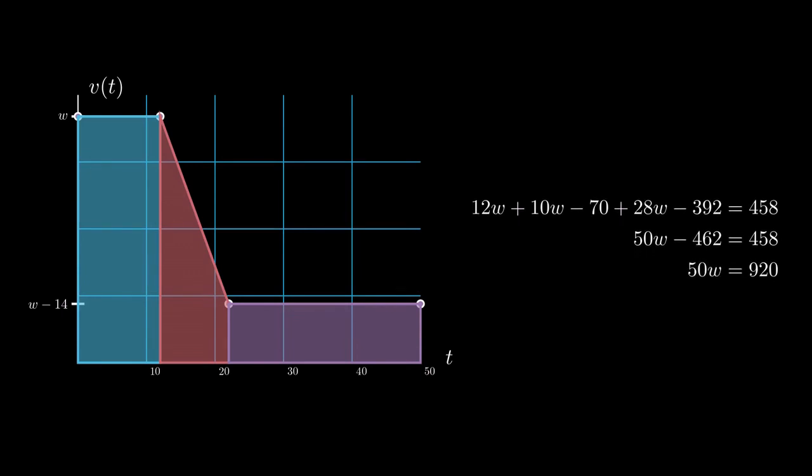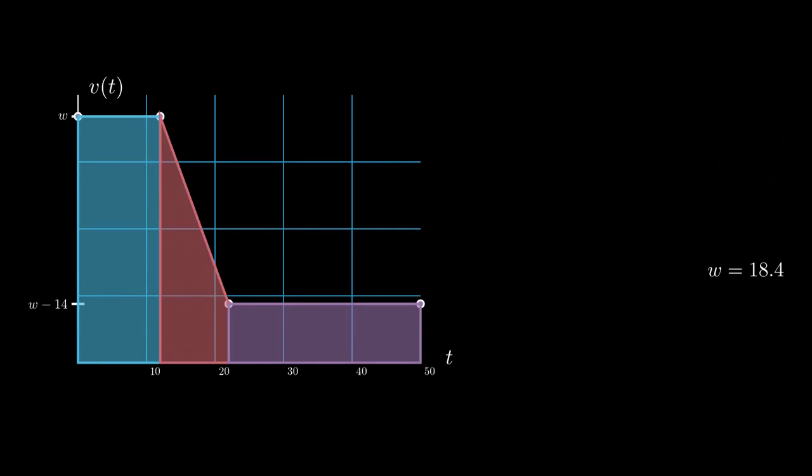Almost there. Going to divide by 50 now. And we get W is equal to 18.4. Okay, part A. As long as you thought about drawing the travel graph, you're fine.